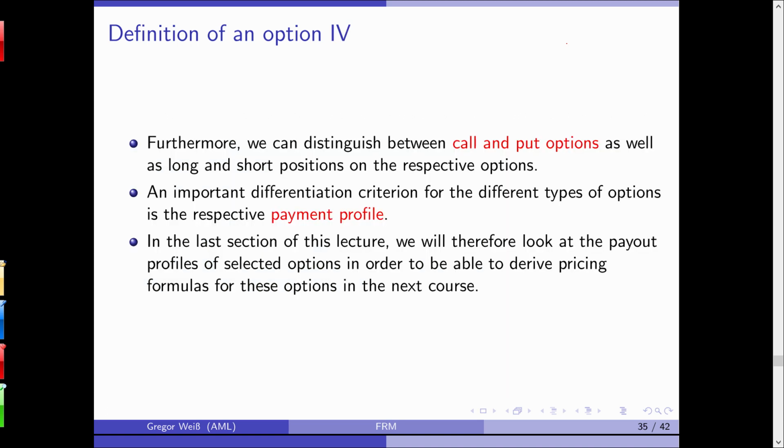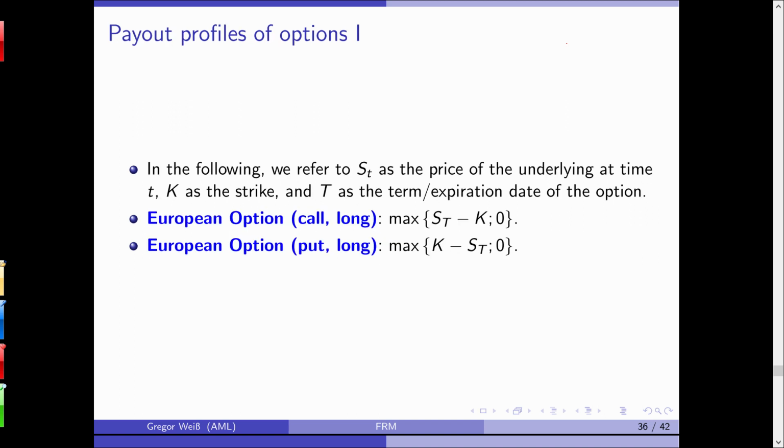We can then distinguish between call and put option. Call option is an option in which you have the right to call to buy the underlying. The put option is the right to put the underlying on the market to sell it. Kauf-Verkauf-Option in German. And one way to differentiate between all those different types of plain vanilla options is the payment profile of those options. Let's start with very simple European call options.